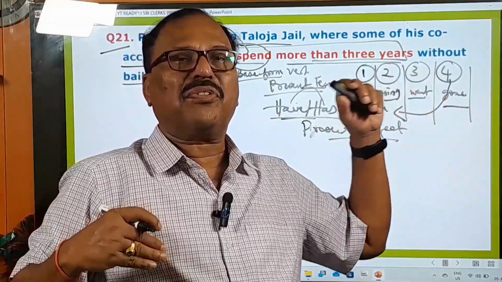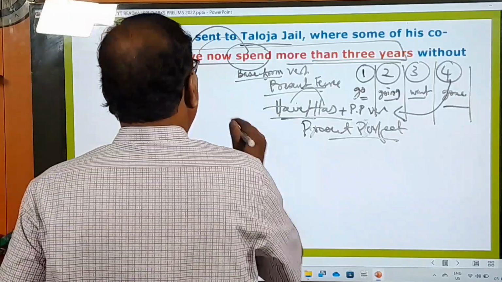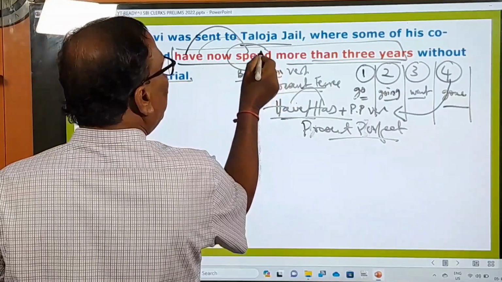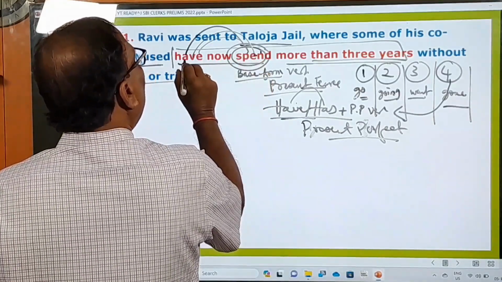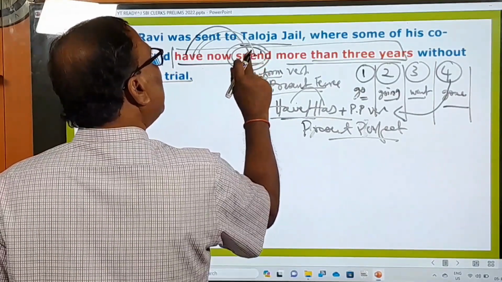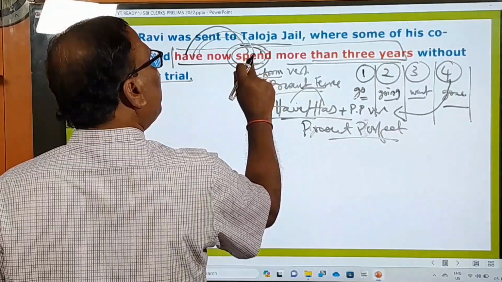That is the 4th form of the verb. So here after have, spend is given. Base form verb is given. That's why this is wrong. So it must have been like this: have now spent. What is the past participle form of the verb spend?